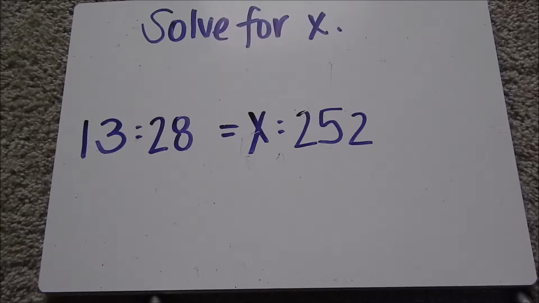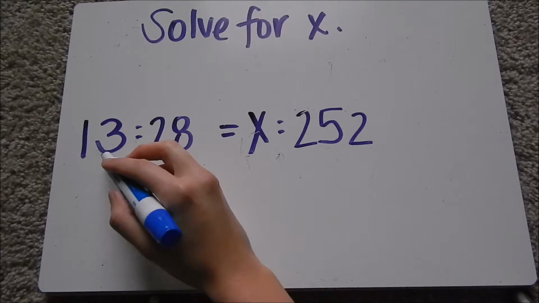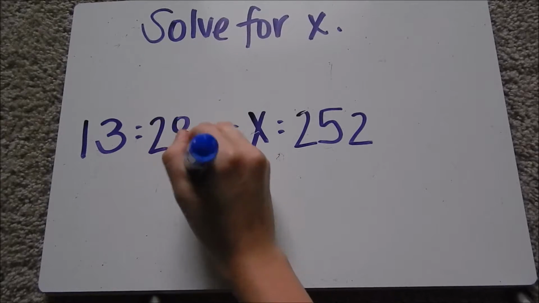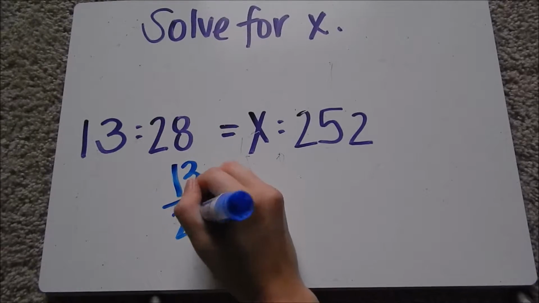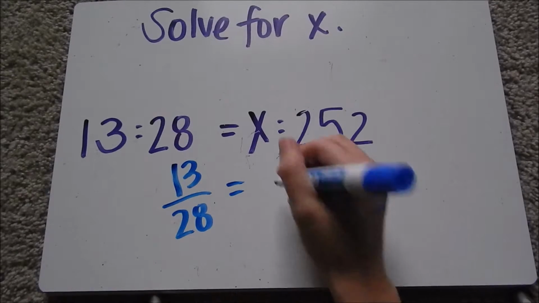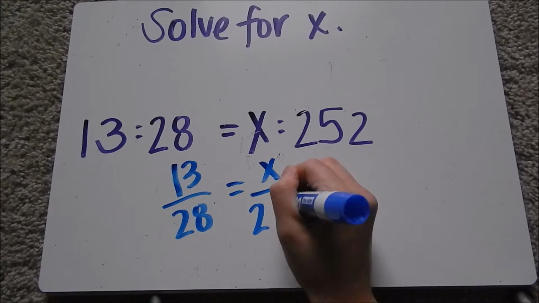Here's our first example. It says 13 to 28 is equal to x to 252. So remember, ratios we can write several ways. When we're solving proportions, we always want to write them as fractions. That's the easiest thing to deal with. So 13 to 28 would be 13 over 28 equals x over 252.